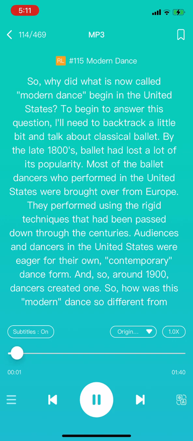So why did what is now called modern dance begin in the United States? To begin to answer this question, I'll need to backtrack a little bit and talk about classical ballet. By the late 1800s, ballet had lost a lot of its popularity. Most of the ballet dancers who performed in the United States were brought over from Europe.